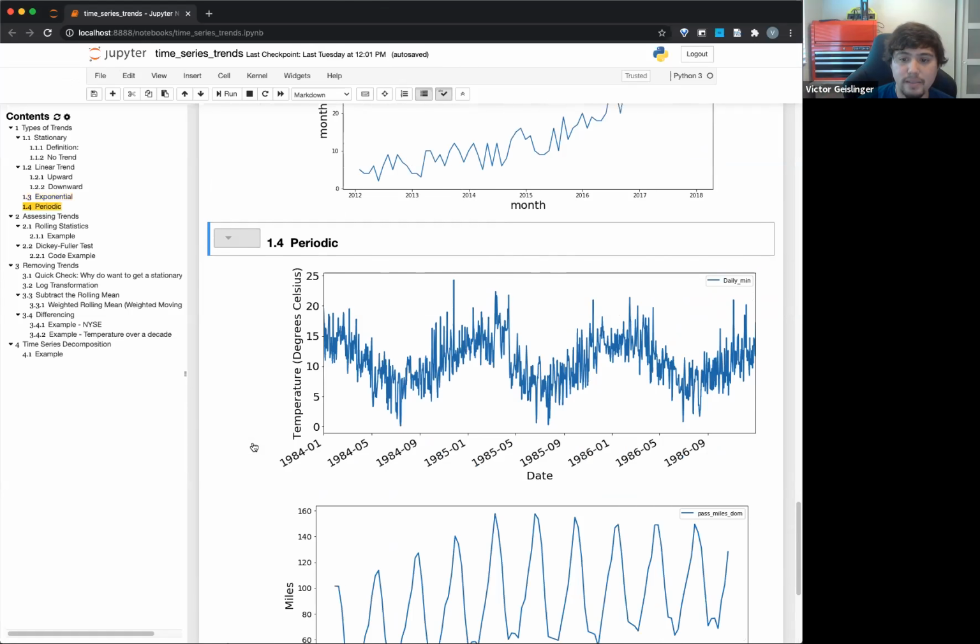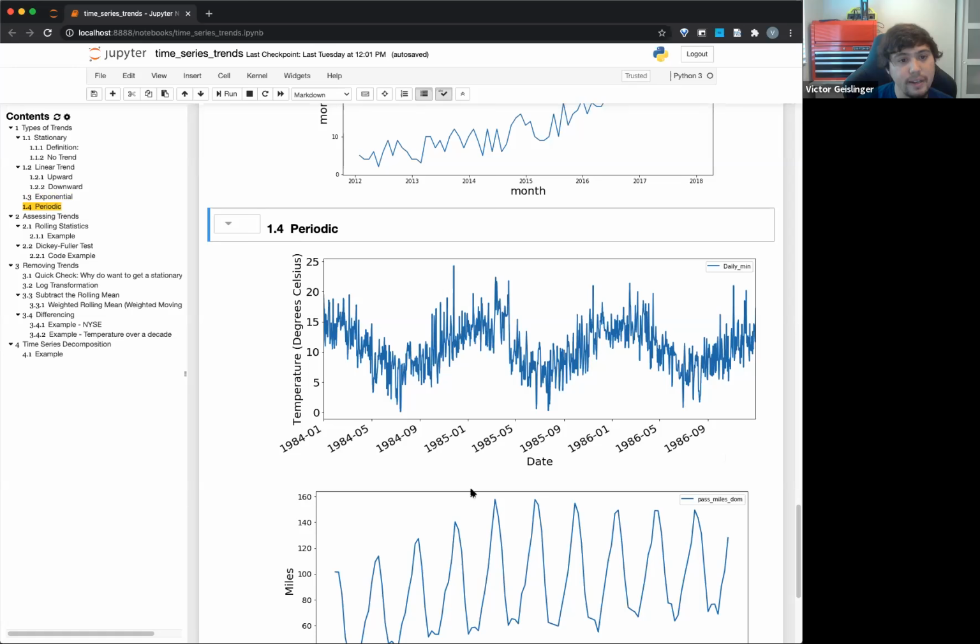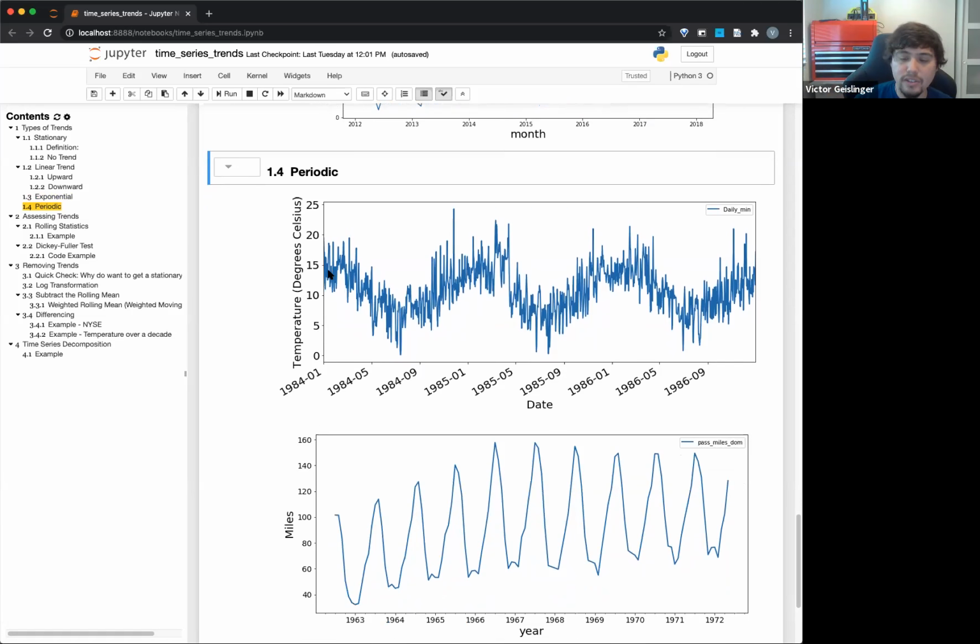Periodic trends, as you probably guessed, are periods, right? So you can see it fluctuates throughout the time. So this is the temperature over different years, right? And you can see temperature goes up, then goes down, and so on. Yeah, and you can still see there's fluctuation.